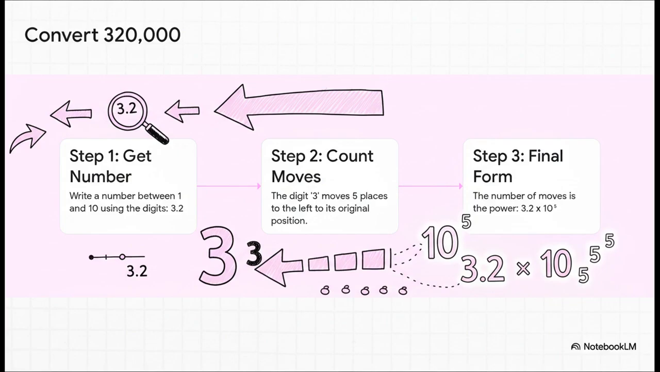Let's try it with 320,000. So first step, we use the digits 3 and 2 to make our number between 1 and 10. That gives us 3.2. Easy enough. Now for the tricky part. How many times would we have to multiply 3.2 by 10 to get back to 320,000? Well, you can think of it as counting the hops the decimal point makes. From 3.2, it has to hop 5 places to the left to get to 320,000. So that 5 becomes our power. And voila, you get 3.2 times 10 to the power of 5.